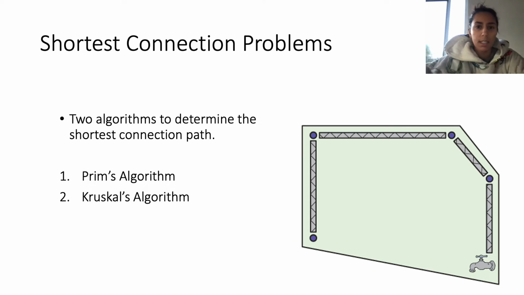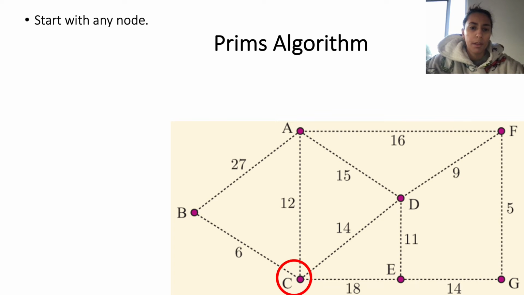There are 2 methods, and I'm going to go over them both in this video because they're pretty quick. The first one is Prim's algorithm, and the second one is called Kruskal's algorithm. I think that's how you say it. So let's have a look at Prim's algorithm first.